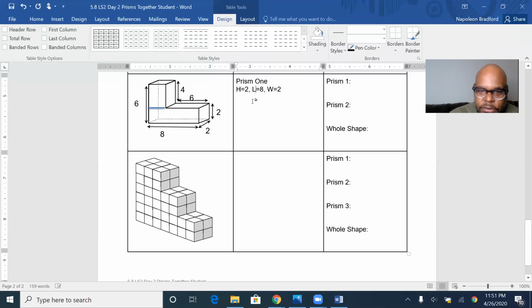So we know that volume is equal to length times width times height. So that means it's equal to 8 times 2 times 2. 8 times 2 is what? 16. 16 times 2 is what? 32. So prism 1 is equal to 32 centimeters cubed. All right. What about prism 2?